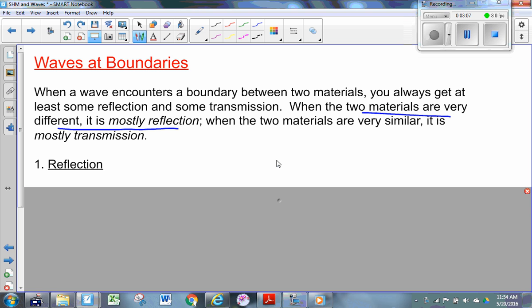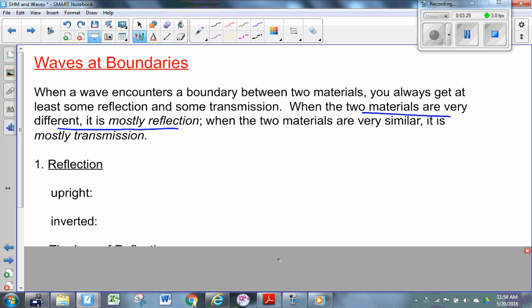Now, we're going to focus right now on just the part of the wave that's reflected. Remember, you always get some transmission. Sometimes it's a little bit of transmission in the case of the two materials being very different. Sometimes there's a lot of transmission in the case of the two materials being very similar. We're only focusing on the part that's reflected right now. And two things can happen to the part of the wave that's reflected. Number one, it can be reflected right side up, or number two, it can be reflected upside down.